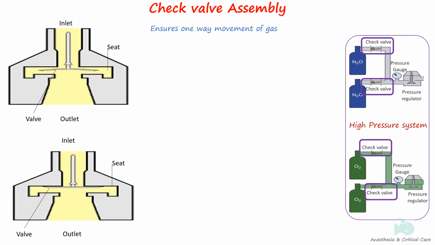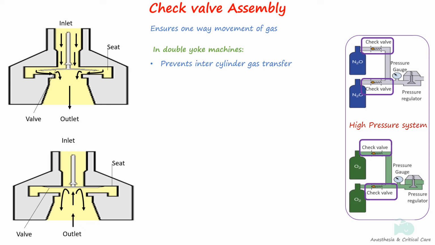In this diagram, as the gas enters the check valve assembly, it causes the valve to move away from the seat, allowing the gas to pass through. In this second diagram, when the pressure or the flow is reversed, the valve is pushed against the seat, preventing the gas entry. In a double yoke machine, it also prevents the transfer of gas from the cylinder with high pressure to the one with low pressure for the same reason. It allows for changing the cylinder without having to unmount the in-use cylinder.